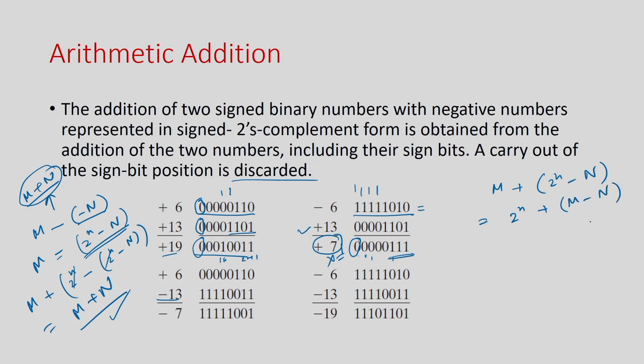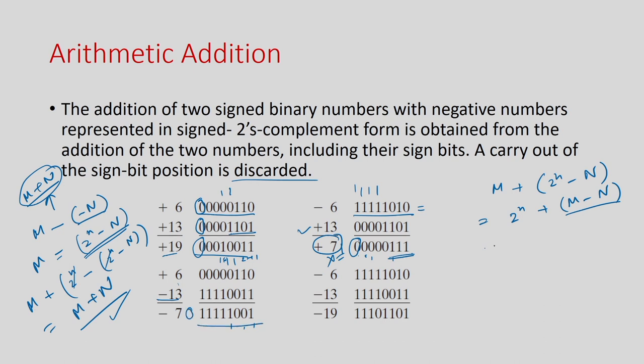So, you are effectively going to get, because here this is minus 13, so effectively you should get m minus n plus this 2 to the power n. So, let us do this. 0 1 is 1, 1 1 0 there is a carry, 1 1 0 there is a carry, 1 1 1, 1 0 1, 1 0 all is 1, right. So, there is no carry out.